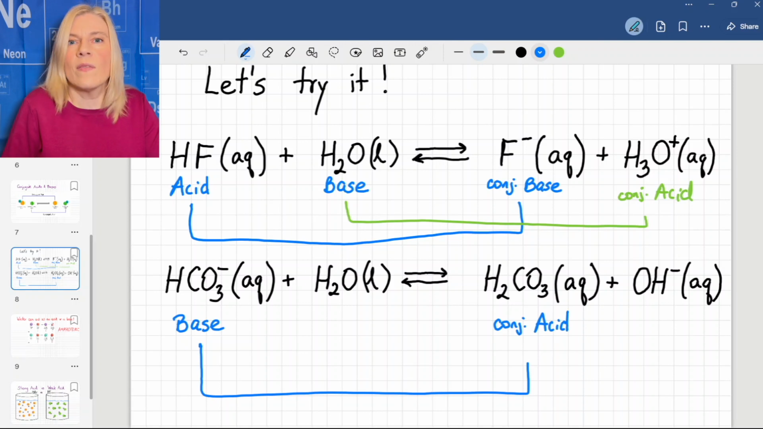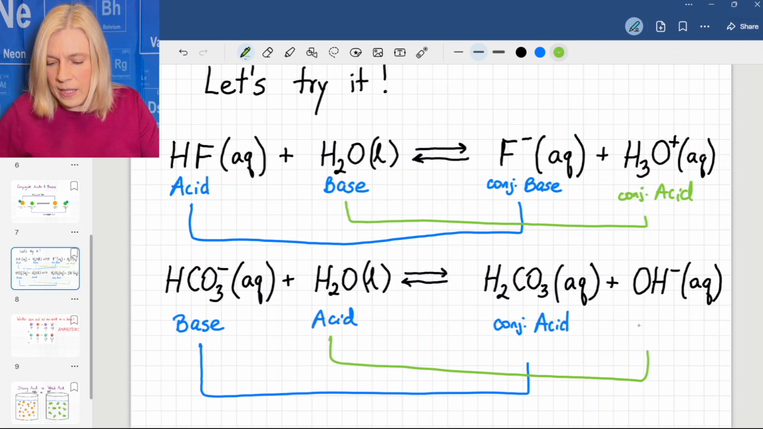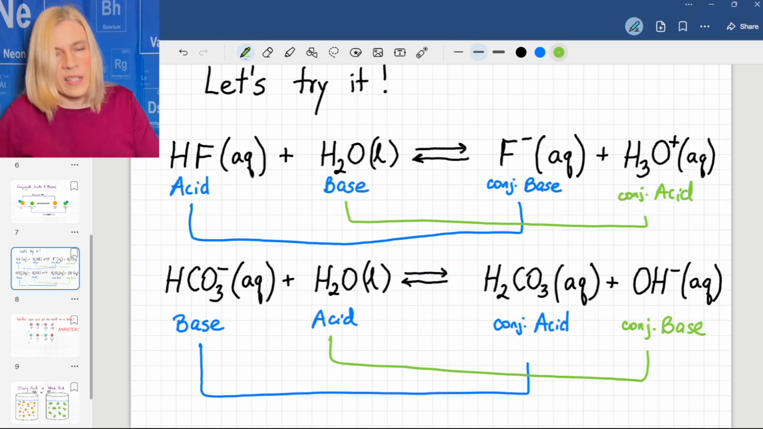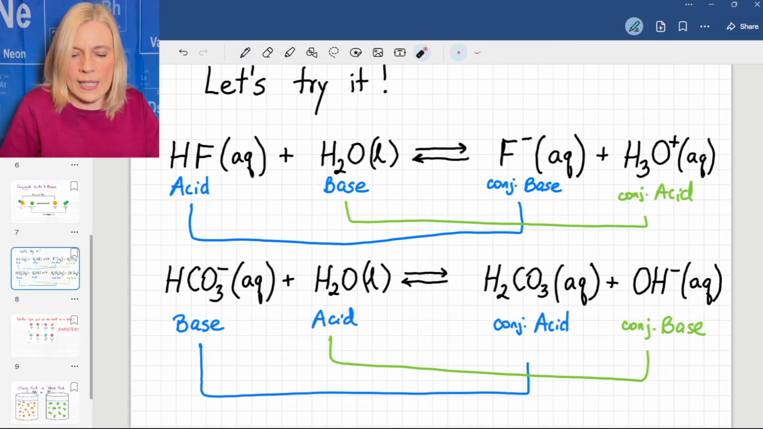And the water must have acted as an acid, and gave up its H+. Now it's hydroxide. So we have our conjugate base. Is this making more sense? I want you to notice something really interesting about water: in some cases it can act as a base, in some cases it can act as an acid, depending on conditions.